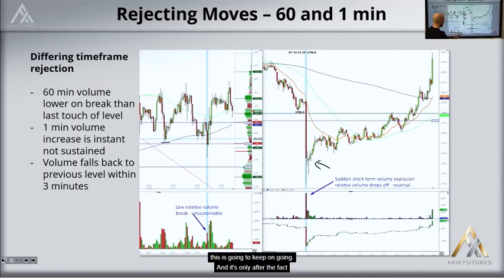And it's only after the fact that you can see that the volume is much lower on the hourly perspective. And what that's illustrating to you is that what's happened here has been limited. It's been instant and nothing more.